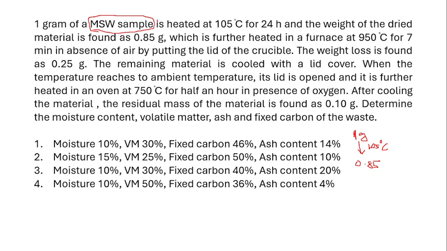Then again, what they are doing, just further heated in a furnace at 950 degrees Celsius. So again, this sample is heated at 950 degrees Celsius. At this temperature, all the volatile matter content will get removed from the sample. And the weight loss is found to be 0.25. So 0.25 is the weight loss. So the right answer is 0.60. Remaining is 0.60. The weight loss is given as 0.25.